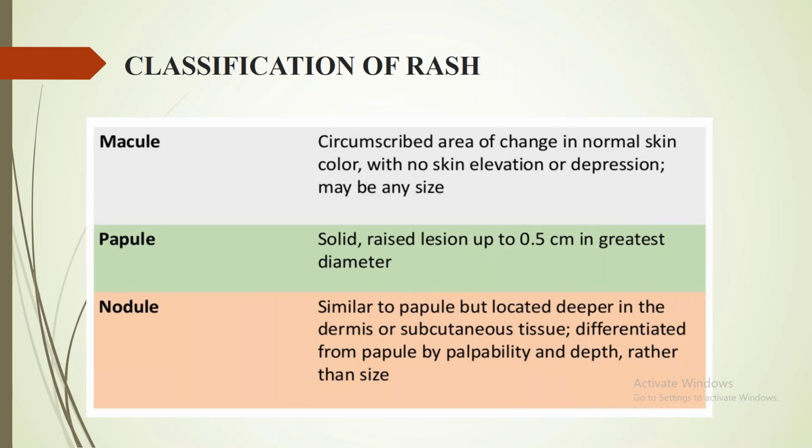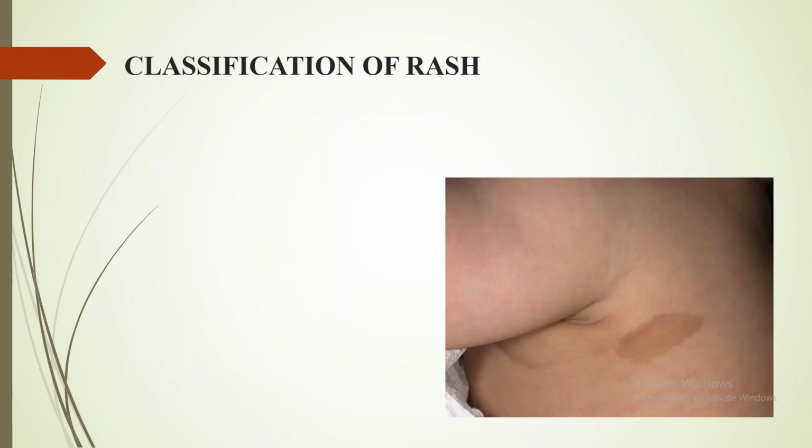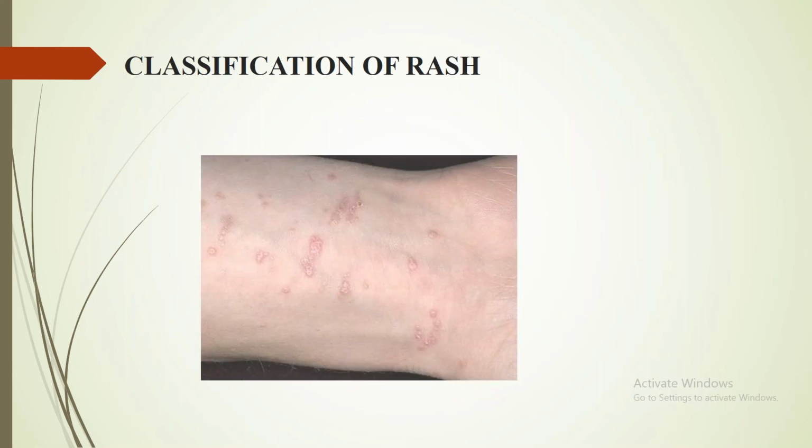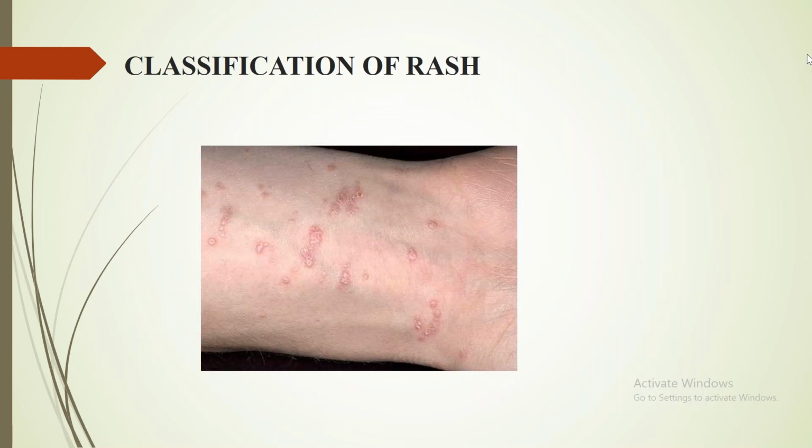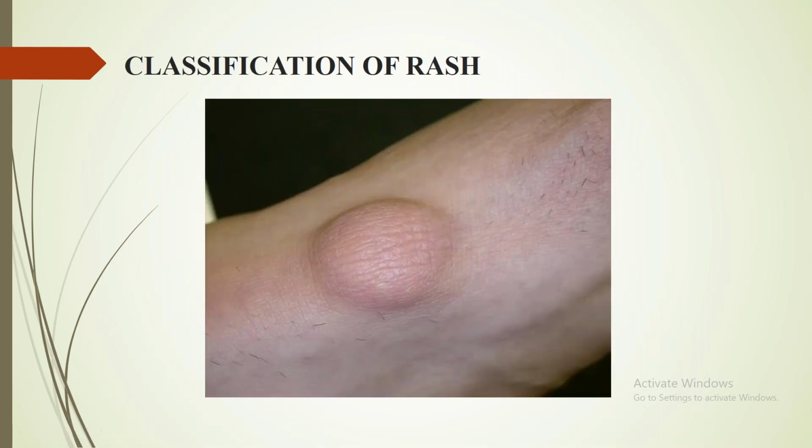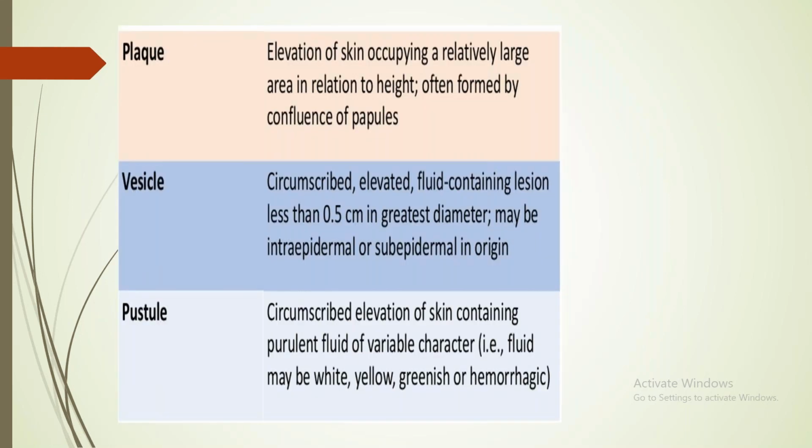Then the nodule. The nodule is different in that it has more depth into the subcutaneous tissue. So when you palpate, you can feel the depth, and that is how you differentiate it from the papule. So this is a macule with a brownish discoloration. These are the small papules, and then next, this is the nodule.